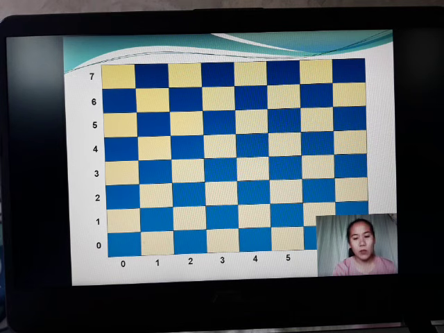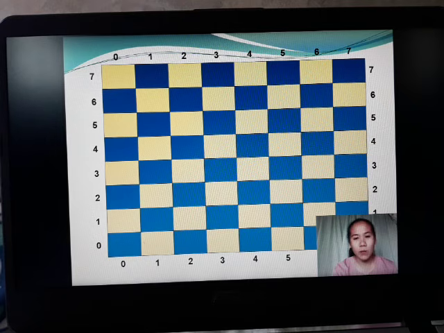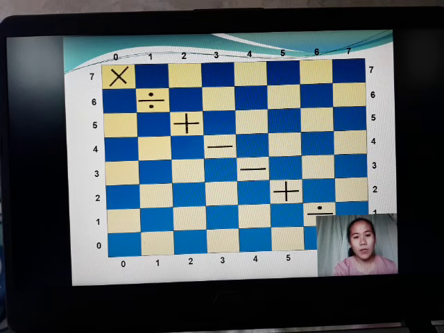Here are the numbers for the DAMATH board. We have 0, 1 to 7, and then 0, 1 to 7. The four corners of this DAMATH board have numbers 0, 1 to 7 from the top down, 0, 1 to 7 on the right side, and on the left side we have 0, 1 to 7. Then we have the following mathematical operations: times, divide, plus, and minus.